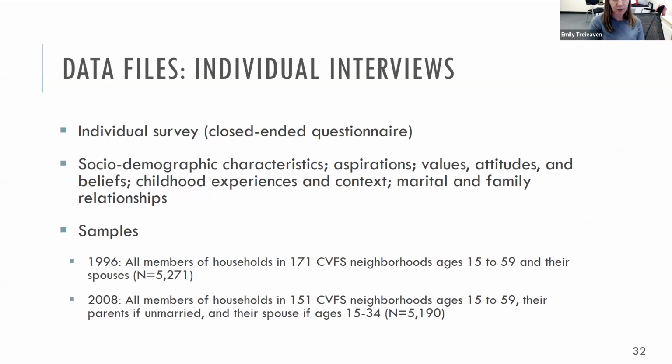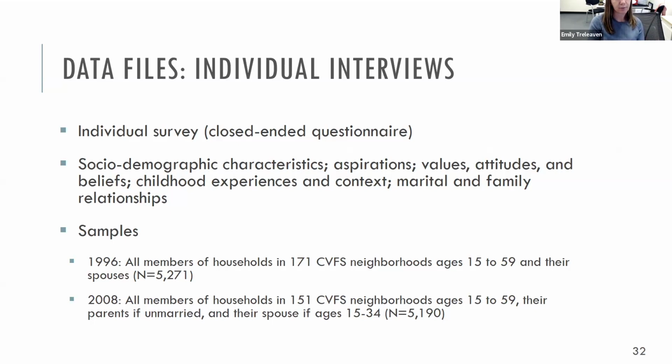The 1996 and 2008 individual interviews, which were closed-ended questionnaires, also included individual level measures that might be of interest. So this includes a lot of the attitudinal, value, and aspiration measures that I described, as well as a breadth of sociodemographic characteristics and information on respondents' childhood experiences and context, and marital and family relationships. So these have been done in 1996. That was all members of all households in the CVFS neighborhoods, ages 15 to 59, and their spouses, and that was just over 5,000 individuals.